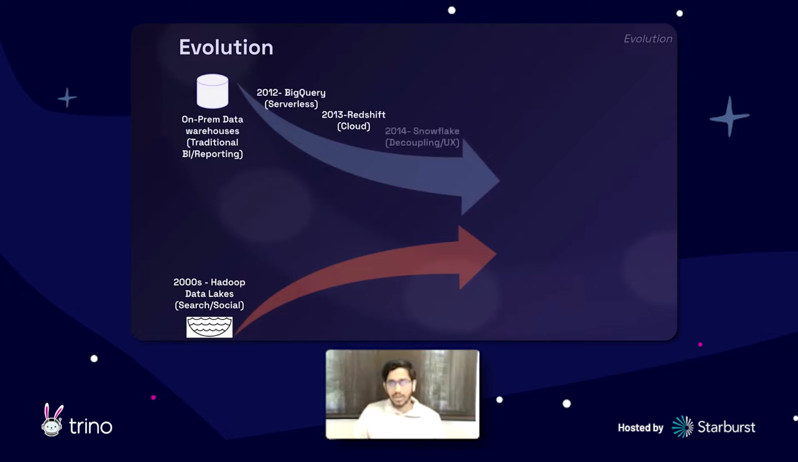And Snowflake, obviously, is a very famous example where they decoupled the storage and the compute aspects of the warehouse, coupled with great usability, which gave users a lot of flexibility. And that's where cloud warehousing stands right now.